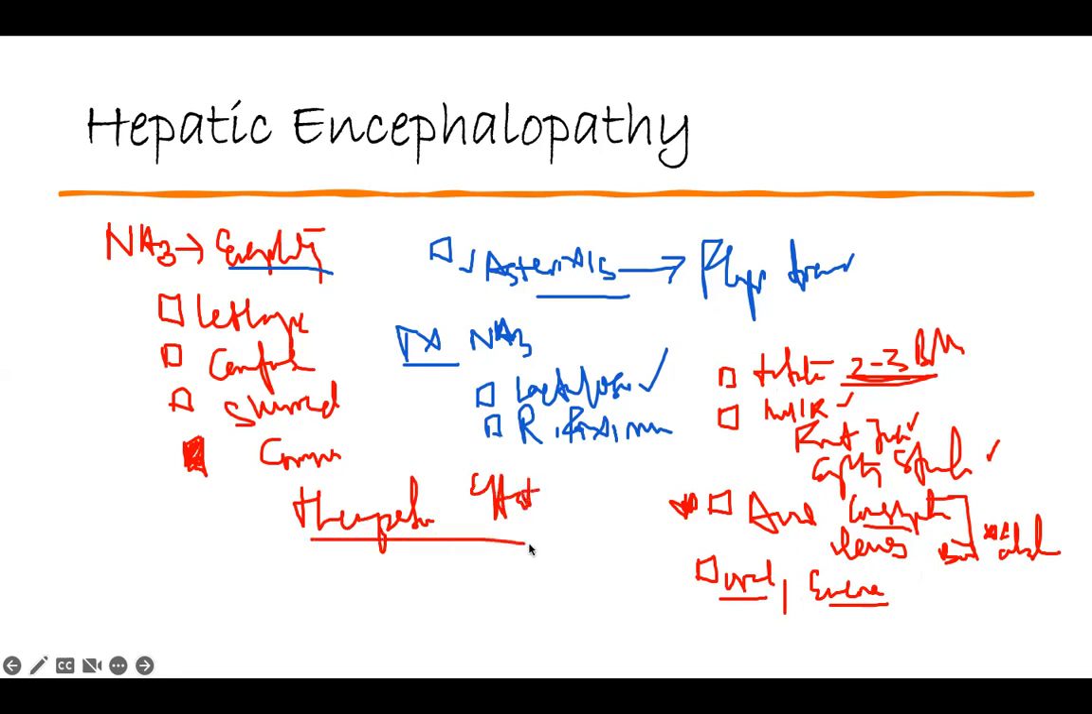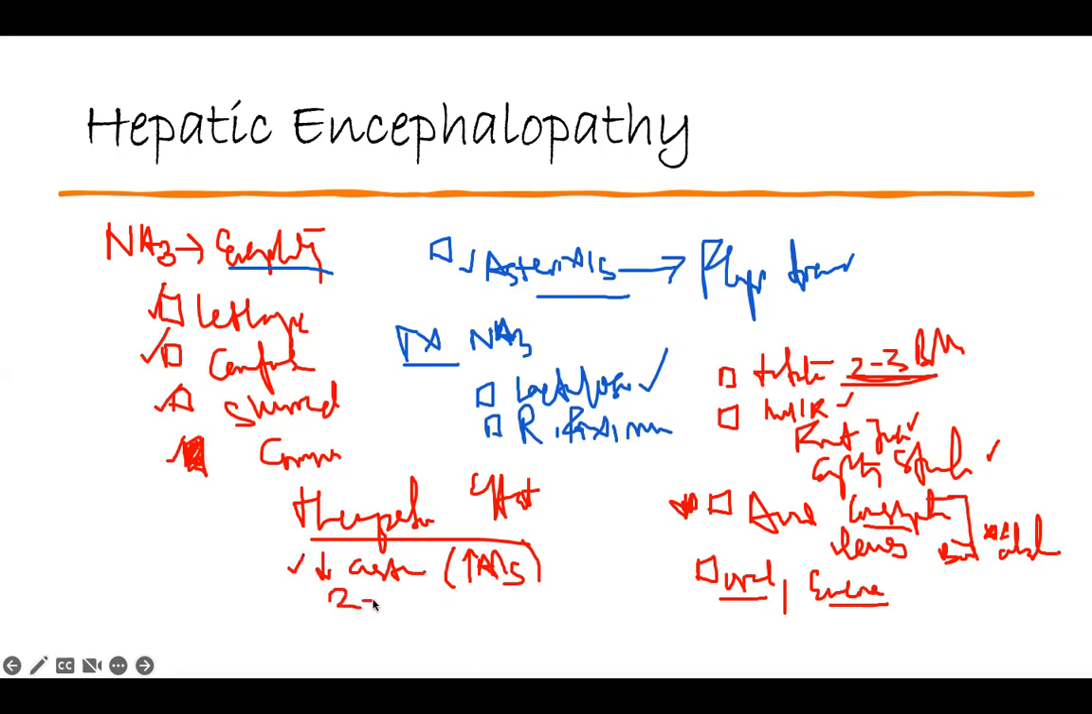So if the patient has encephalopathy and you give them lactulose, their asterixis will decrease, or their mental status may improve. If they're confused or lethargic, they get better. If they have slurred speech, they get better. If they are in a coma, they are no more in a coma. If they have asterixis, it improves.